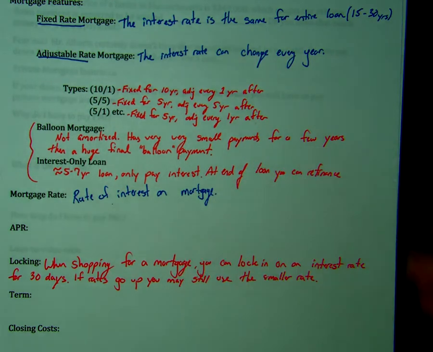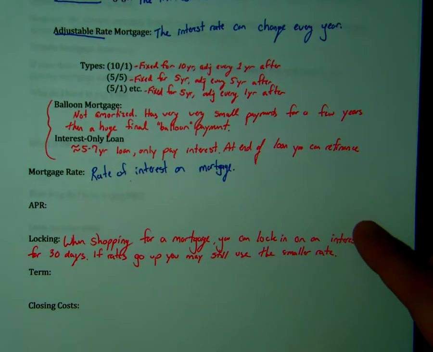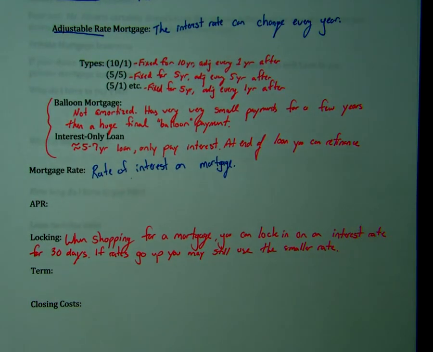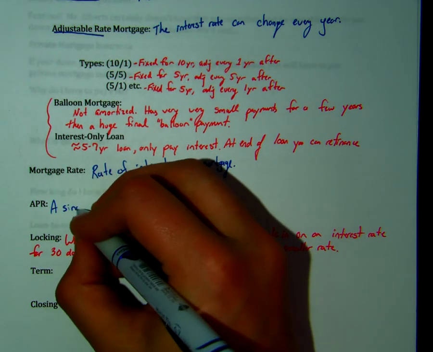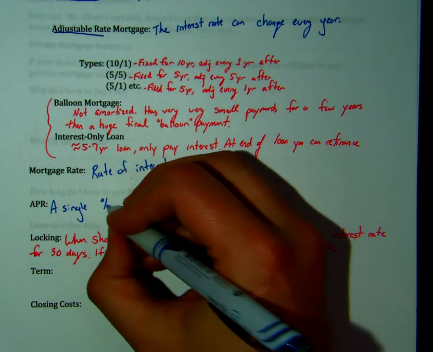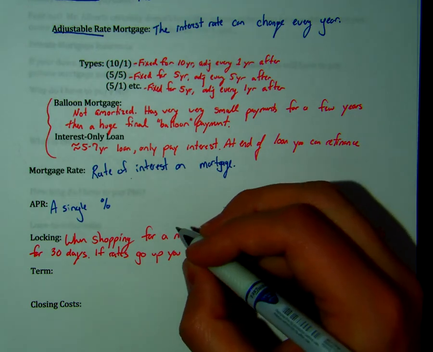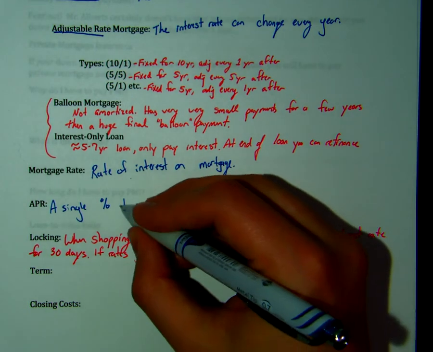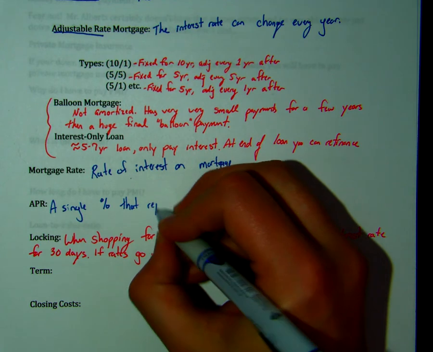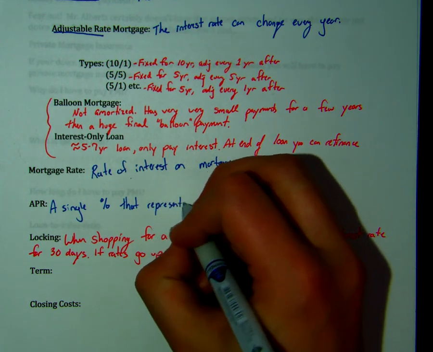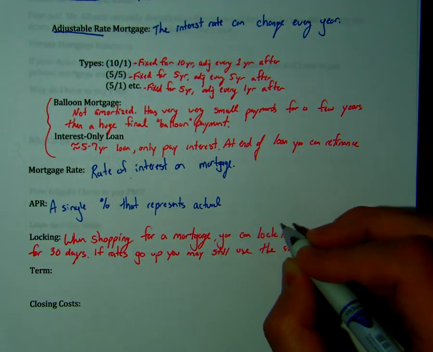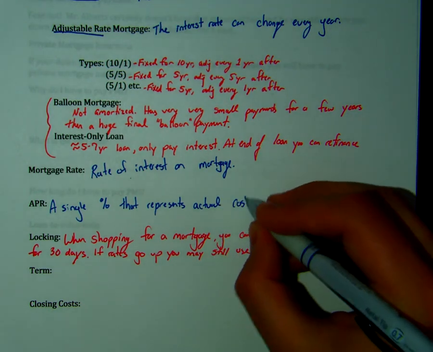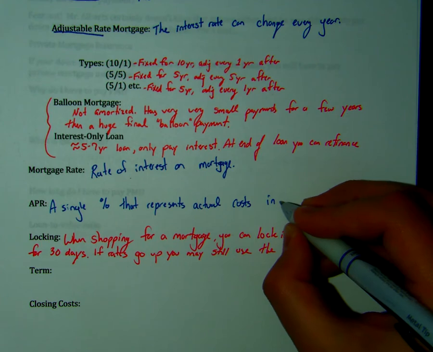And APR is the same thing from the car buying project. So that's the annual percentage rate. Okay. So the benefit of this is a single percentage that represents your actual costs, including fees.